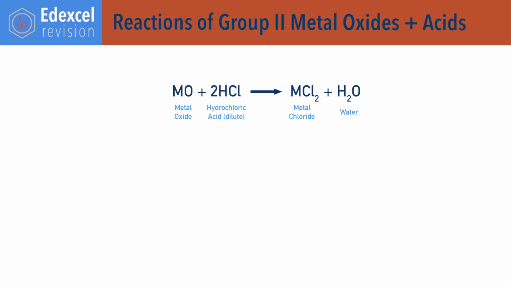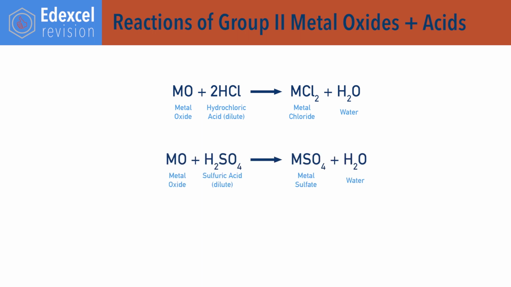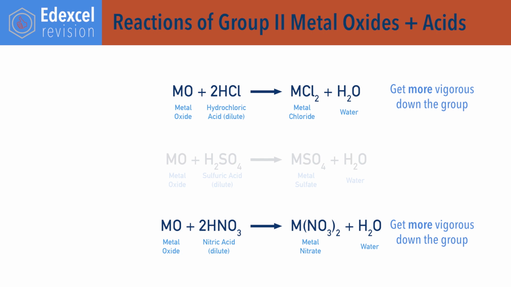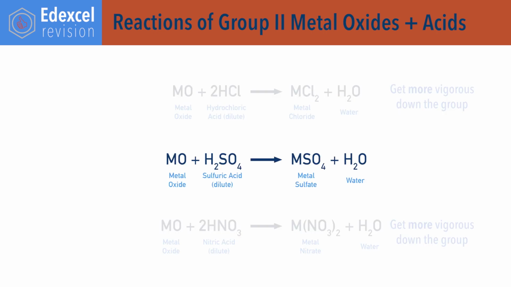Metal oxide plus dilute sulfuric acid forms metal sulfate and water, and metal oxide plus dilute nitric acid forms metal nitrate and water. For reactions between the metal oxides and dilute hydrochloric and dilute nitric acid, the reactions get more vigorous down the group. For reactions between the metal oxides and dilute sulfuric acid, however, the reactions become less vigorous as you go down the group, and can even stop.